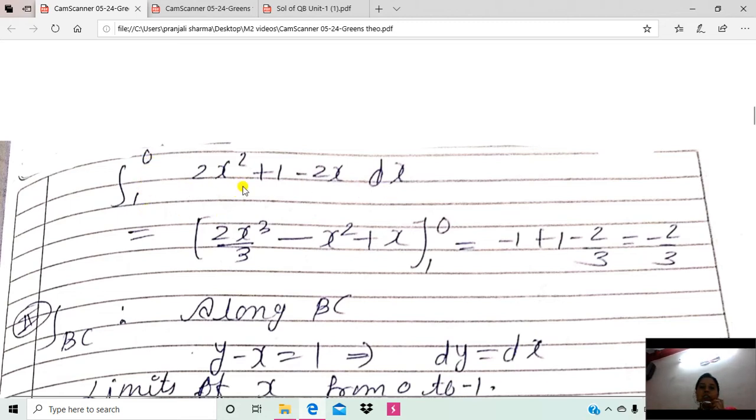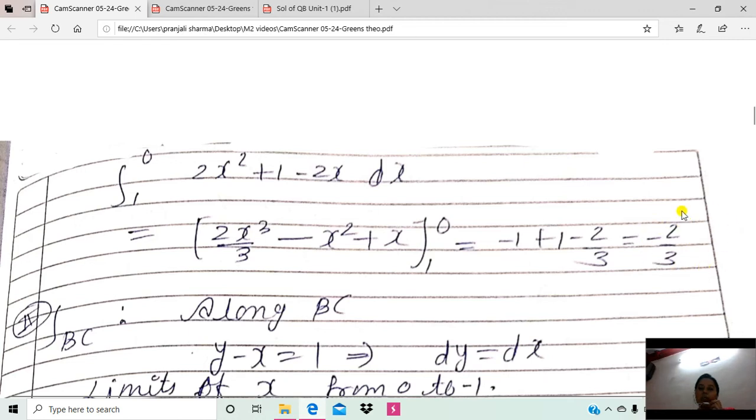So when we integrate this with respect to x, the integration of 2x square will be 2x cube by 3, integration of 1 will be x, and integration of minus 2x will be minus 2x square by 2, and limits are from 1 to 0, and we have to apply upper limit minus lower limit. So if we simply calculate it, the upper limit will be 0 and lower limit will be minus 1 plus 1 minus 2 by 3, which is equal to minus 2 by 3.